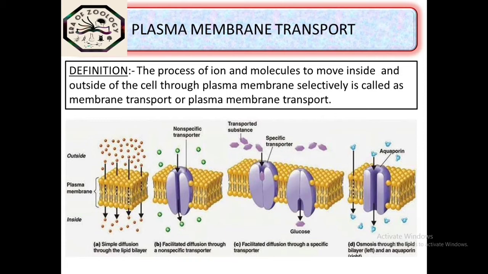And also this cell exposes some molecules to the outside of the cell, I mean the extracellular part of the cell, according to its requirement. So the process of ions and molecules moving inside, the intracellular part, and outside, the extracellular part of the cell, through the plasma membrane selectively, according to the requirement, is called plasma membrane transport or membrane transport. I hope you have understood the basic concept and the definition of plasma membrane transport.